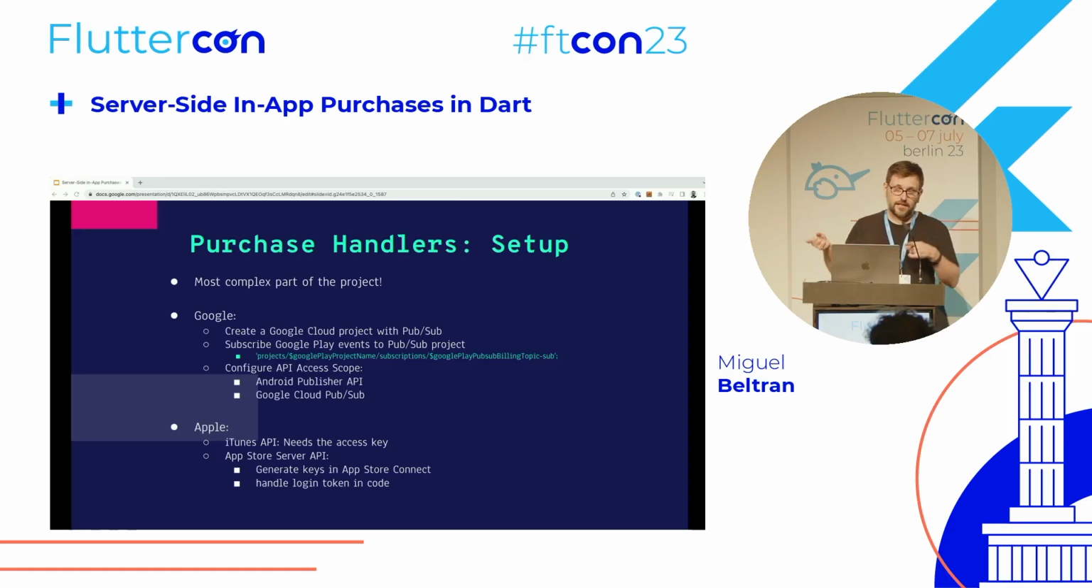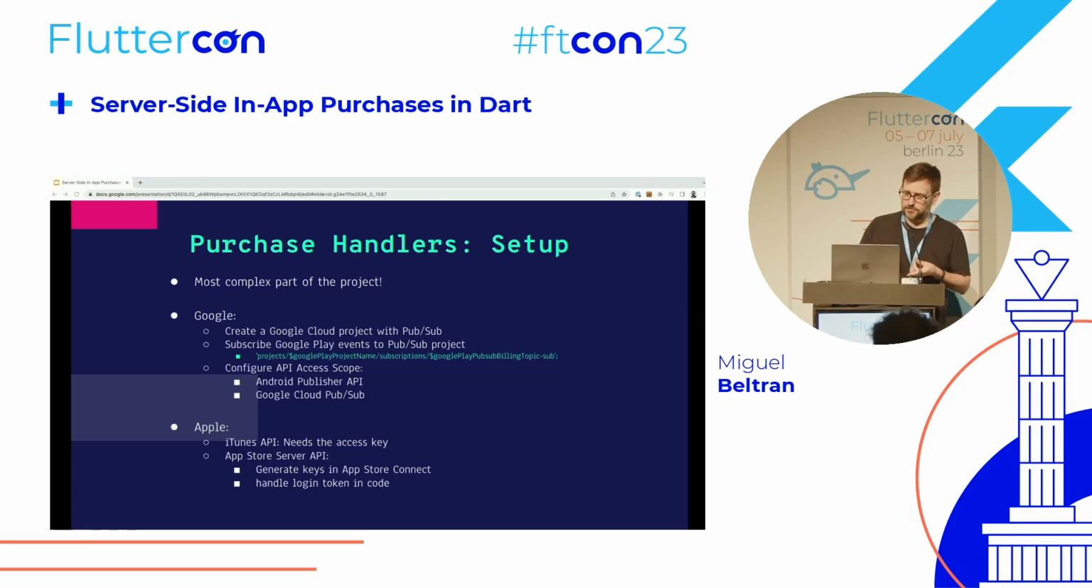You get this topic and then you configure this topic in the Google Play console. So the Google Play console is going to be publishing events into this Google Cloud project, PubSub. Besides that, you need to configure the access to connect to the Android Publisher API from your server, and also to the Google Cloud PubSub API from your server. So I'm going to show you code how to do that.